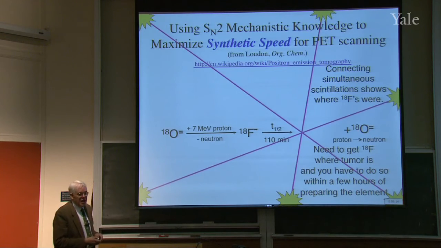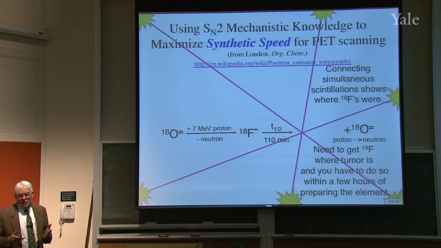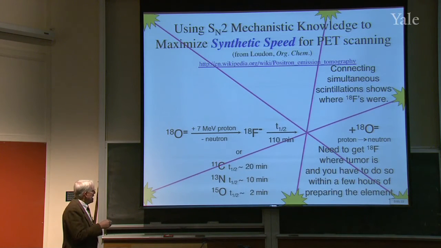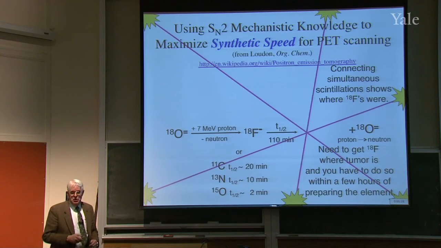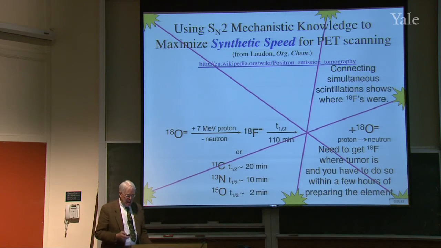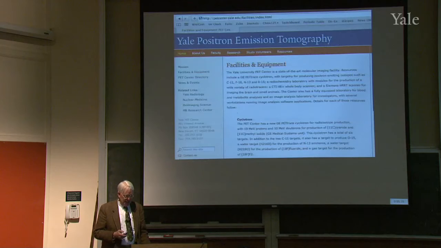Right? You have to get it from an accelerator, from a cyclotron. Okay. Now you can also do it with making, in place of fluorine, you could have carbon or nitrogen or oxygen, but they have even shorter half-lives, so you have to work even quicker in order to have any there at the time to get it where you want it to be detected.